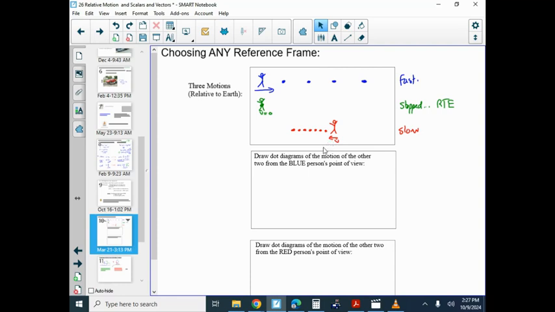So the task is to think of what the dot diagrams would look like from other people's point of view. So what would the dot diagrams look like of the motion of the other two from the blue person's point of view? Okay, so we're going to have the blue person fixed in place. So that person's now the stationary person, their dot. Let's just put their dot on them there. And then I might have to move this around. Let's put them in the center from now on.